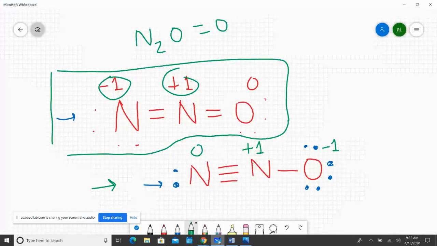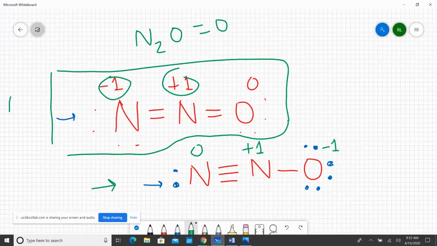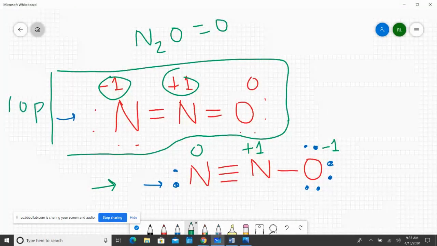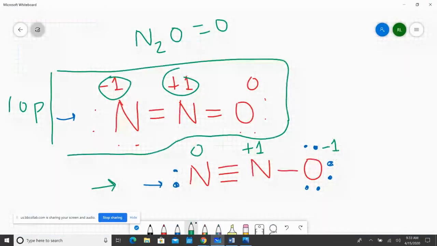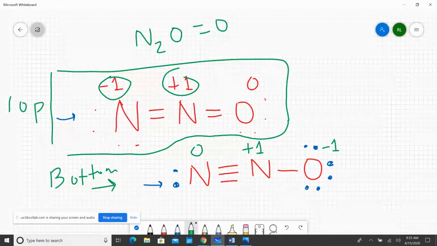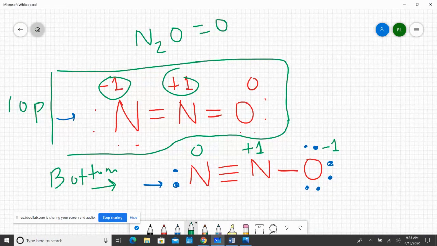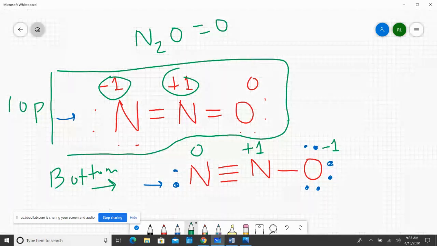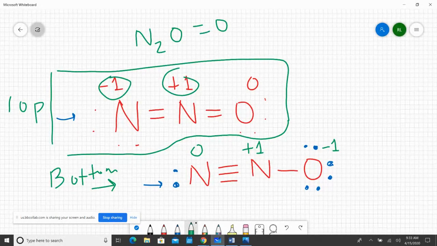So if you look at the one on the top, and this one at the bottom, the first thing is the charges are -1, +1, and 0, pretty close to 0. And the negative and the positive charge, -1 and +1, are adjacent to each other. But that's the case for both the top and the bottom Lewis structure.